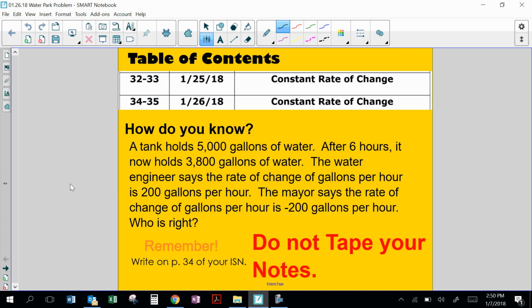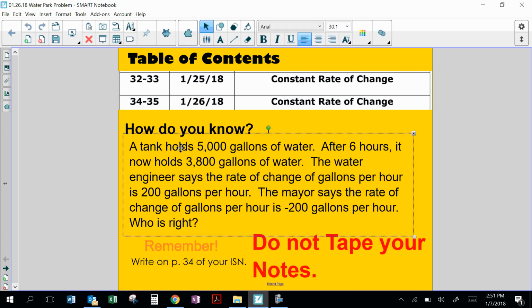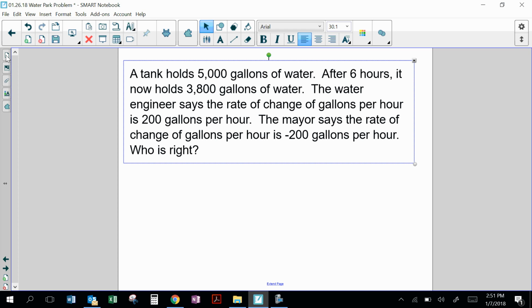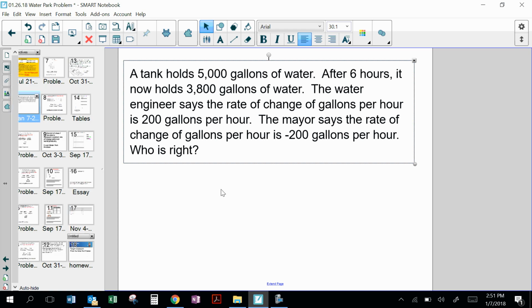The water engineer says the rate of change of gallons per hour is 200 gallons per hour. The mayor says the rate of change of gallons per hour is negative 200 gallons per hour. Who is right? Well, let's see. I'm going to need more space in this, so much better. So we're going to see who is right here.